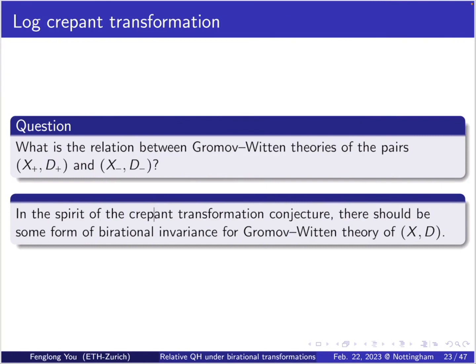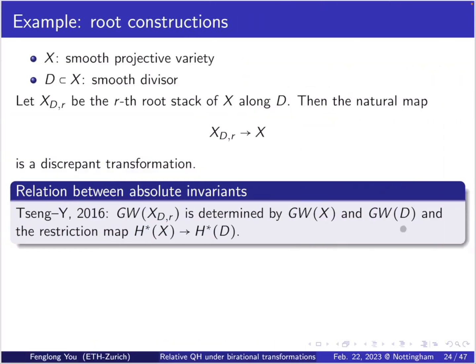In the spirit of the Crepant Transformation Conjecture, there should be some form of birational invariance of this kind of Gromov-Witten theory, relative Gromov-Witten theory. For example, if we look at root constructions, X_{D,r} is a root stack, and there's a map to the coarse moduli space X. This is also an example of a discrepant birational transformation. It replaces D by a root gerbe of D, and this is actually like a blow up along the divisor D. So it's a discrepant transformation.